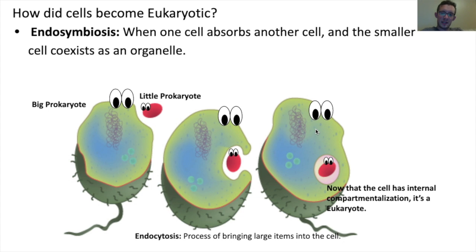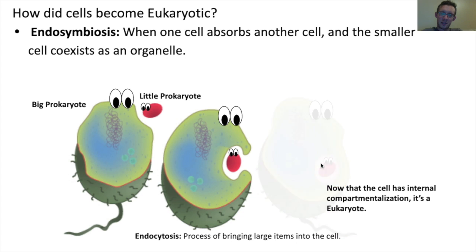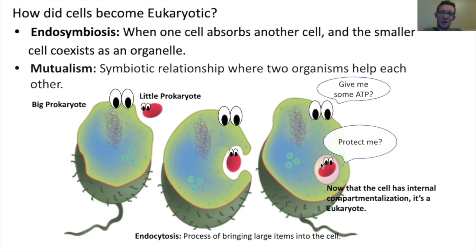As for why a cell would swallow another cell and not completely digest it, not completely break it down, the type of relationship that exists between these two cells now would be mutualism. It would be a symbiotic relationship where each cell is getting something out of the relationship. The larger cell gets some ATP produced by the smaller cell, and the smaller cell in exchange is protected by the larger cell.